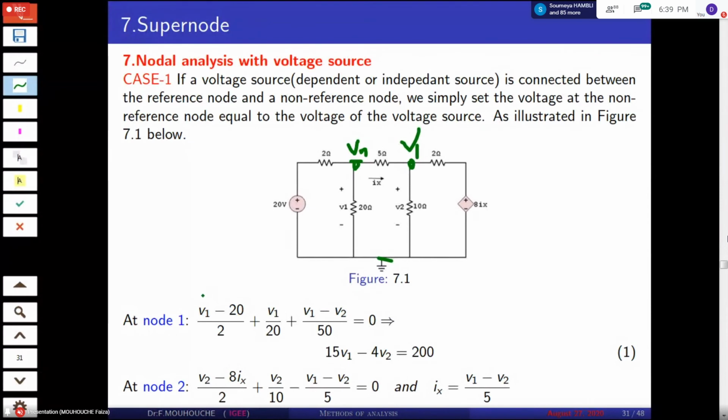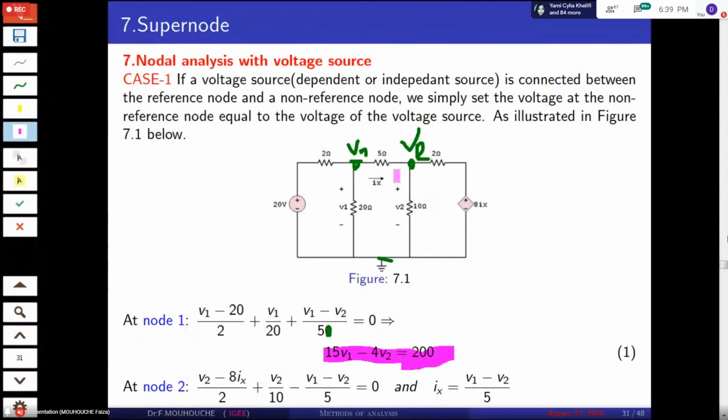Okay? So we have (V1 minus 20) over 2, plus V1 over 20, plus (V1 minus V2) over 5, equal to 0. And the simplified equation is called number 1.